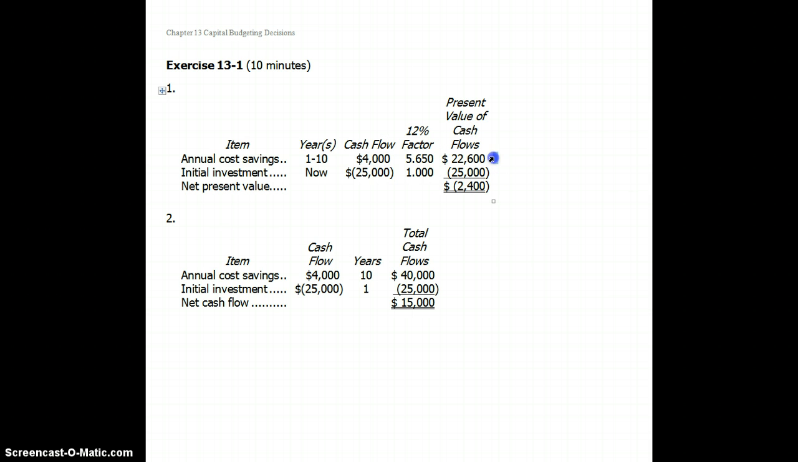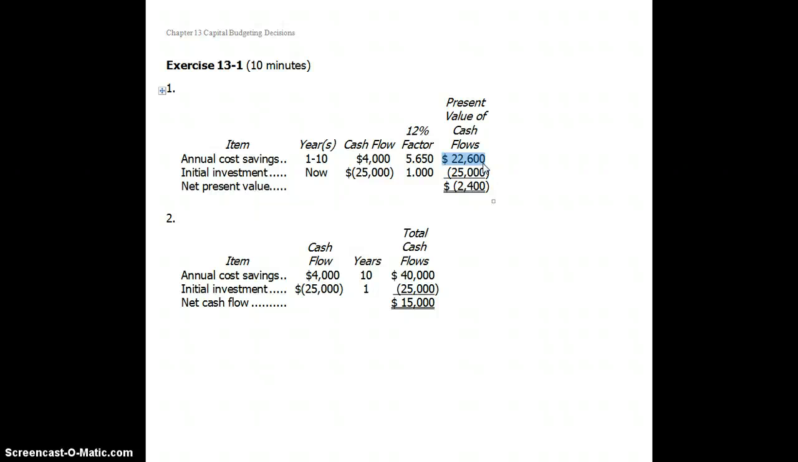So in other words, this $22,600 is the present value of the 10 $4,000 payments that would be received over the next 10 years. By discounting back those future cash flows to today's value, we learn that that $40,000 in total has a present value of $22,600 today.